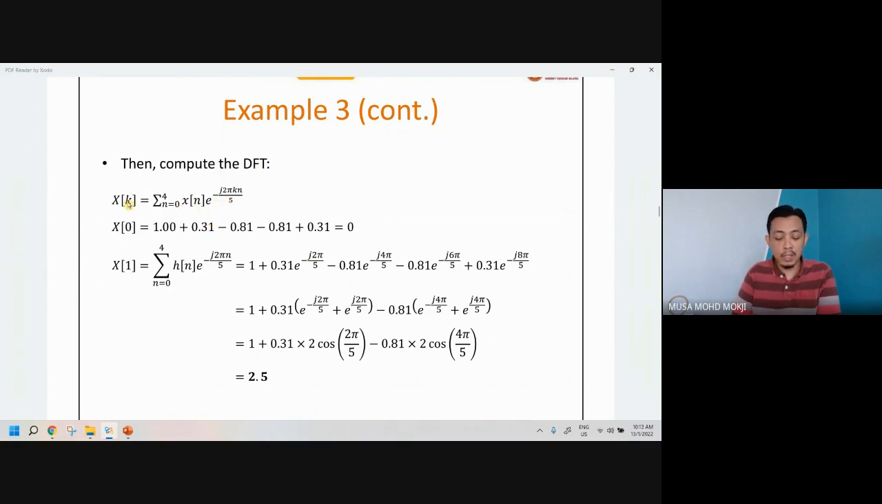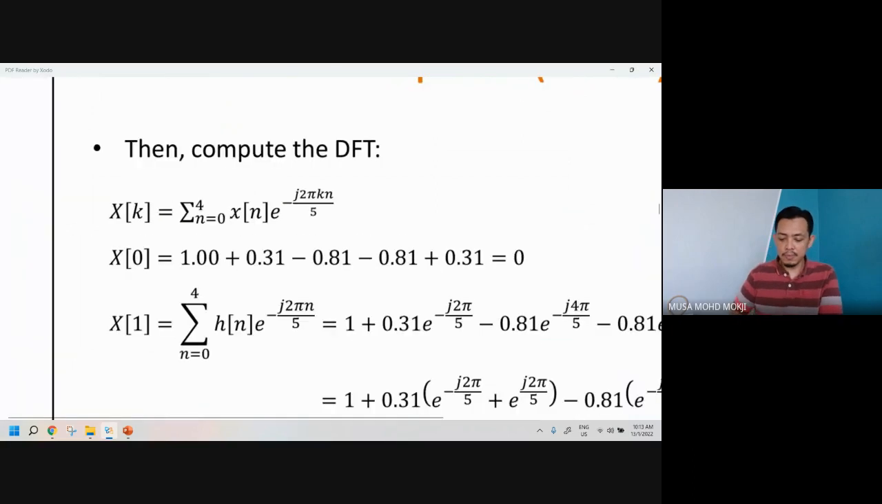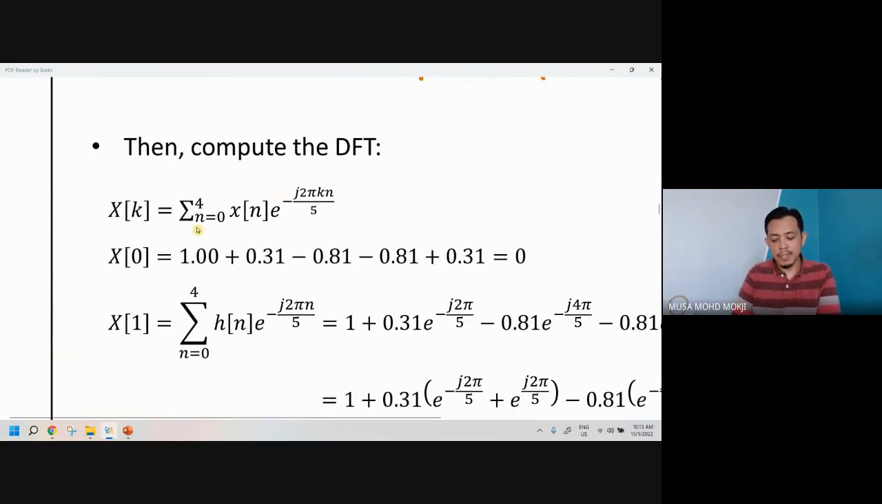So this is actually the formula. It's just a summation of n from 0 up to 4, because we have our signal in time domain of 5 samples, which is 0 up to 4. And then this is the xn, multiplied by e to the power of minus j2 pi kn over 5.